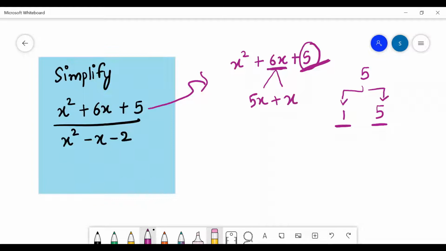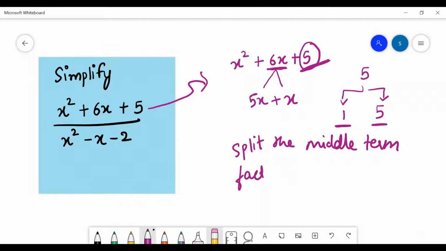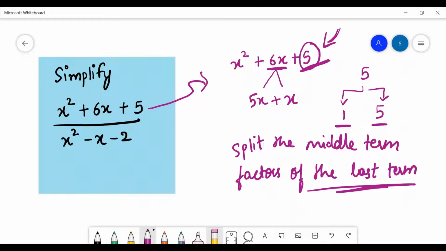That's it. So whenever you want to factorize an algebraic expression, one way to do it is split the middle term. And how do you split the middle term? Using the factors of the last term, or the constant here. The constant here is 5, right? So use the factors of the last term or the constant. Use those numbers to split the middle term. All right. So we split the numerator.